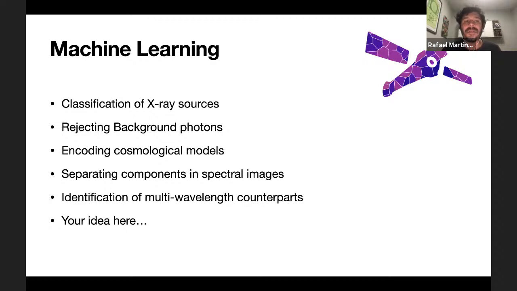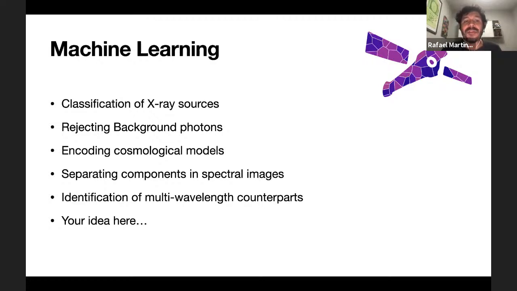And we heard in this conference talks of machine learning used, for example, for classification of X-ray sources. We also heard talks about rejecting background photons using machine learning. We heard talks about encoding cosmological models with machine learning, separating components in X-ray spectral images using machine learning, identifying multiple wavelength counterparts using machine learning, etc. So that is something that is very telling about the power of this. However, I think one big message that we should all take from this is use machine learning with caution, under the supervision of an adult, and do not overinterpret it.